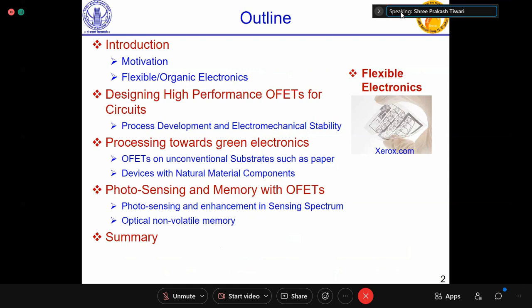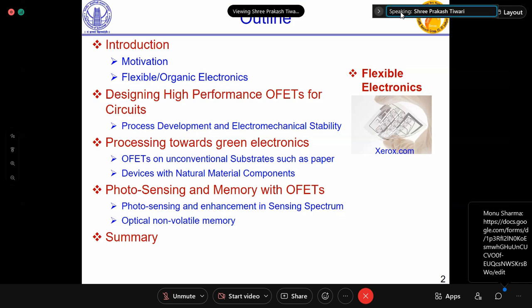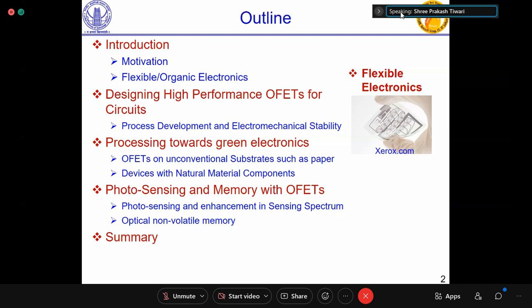In the introduction, I'll talk about why we are thinking about this. Why do you need to think about organic devices? Why organic at all? Why not just high performance and everything? Then why flexible, and why flexible is important. Then I'll talk about designing high performance. Now, designing here is not conventional VLSI or system design. Even designing a device with a new material is a challenge to get high performance from it.